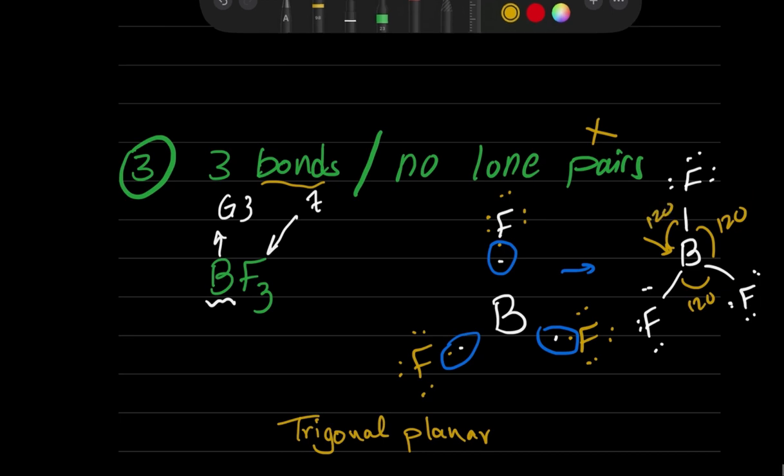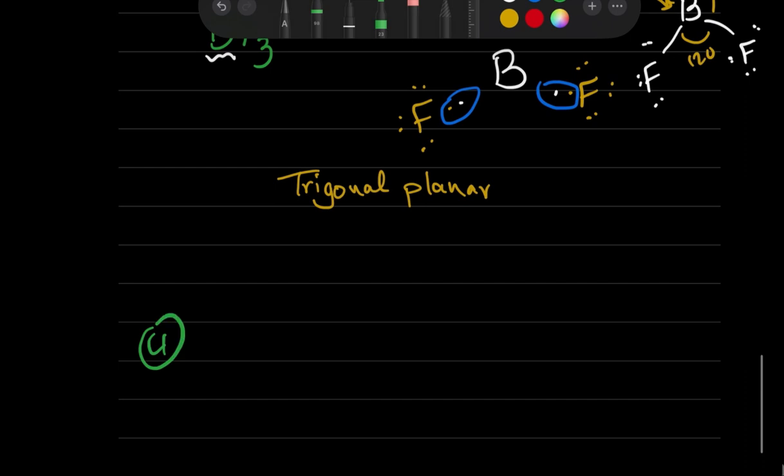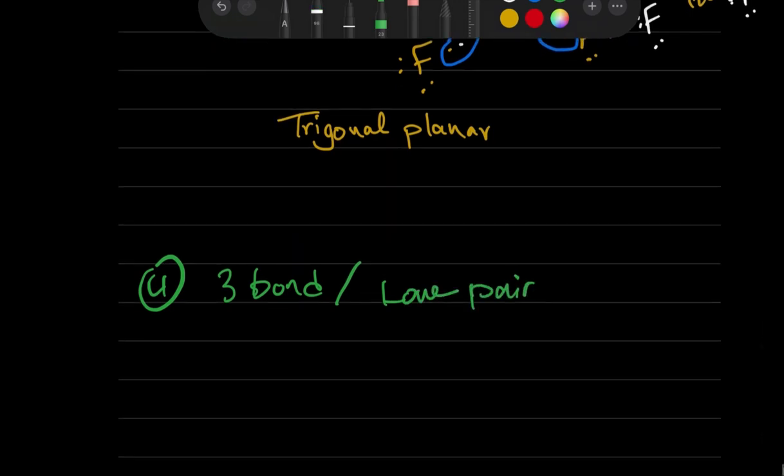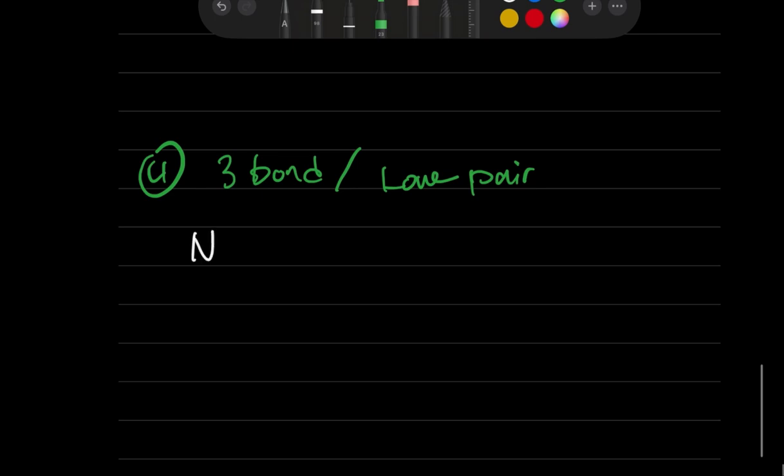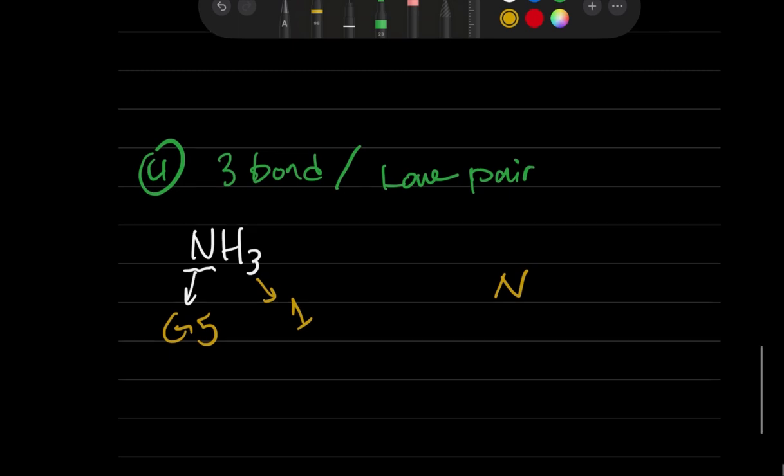Let's go to case number 4. Case number 4 says that if you have 3 bonds, but in the presence of a lone pair, we have a lone pair. And by the way, this is represented by a simple molecule, which is NH3, and it's called ammonia. How can I draw ammonia? Nitrogen is in group number 5, and hydrogen is in group number 1, and that's why if we want to draw the nitrogen atom, we draw 5 electrons around it because it's in group number 5. We have to say 1, 2, 3, 4, 5.